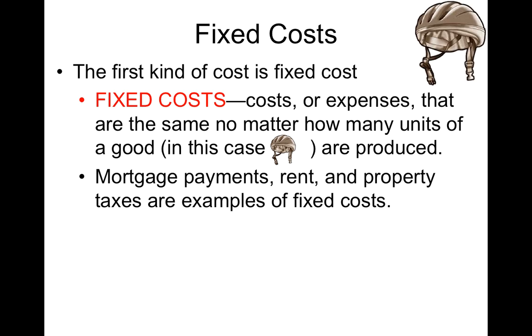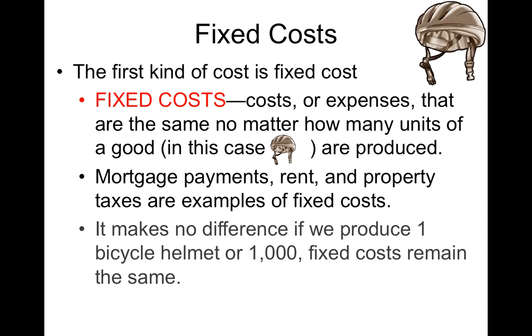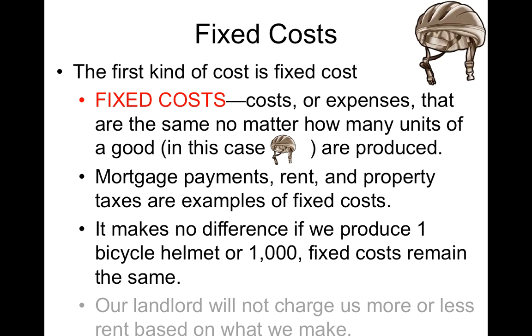Rent, property taxes, all of these are fixed. It's no different if we make 1 bicycle helmet or 1,000, all the fixed costs are going to stay the same. The landlord will not charge us more or less based on what we make. We can make 0 helmets or we could make 1,000,000 helmets. My rent is still going to be the same for the landlord.